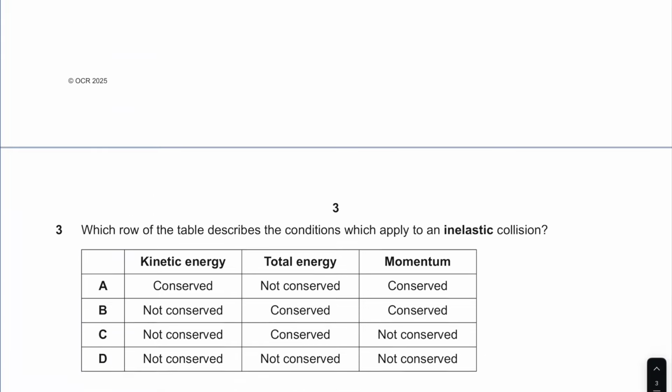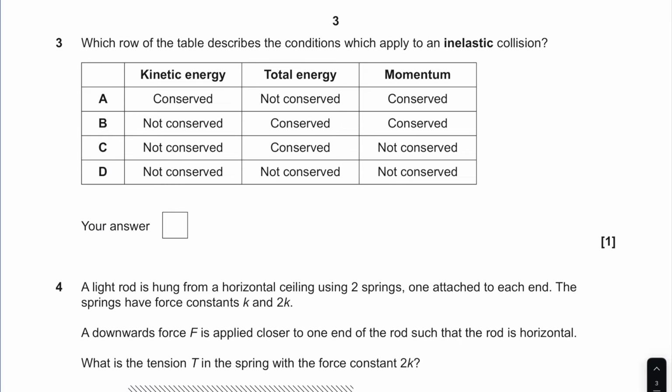Let's move on to question number 3. Which row of the table describes the conditions which apply to an inelastic collision? We know that the kinetic energy is not conserved. Total energy and the momentum are conserved. So that would give me B as the answer.